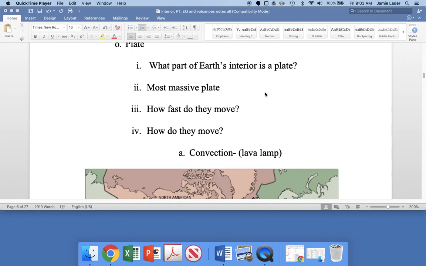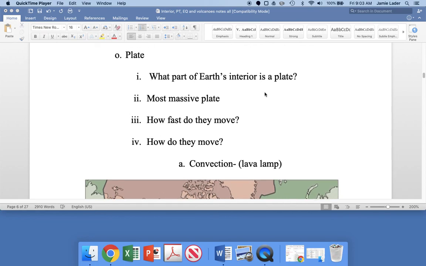Hi, everybody. Now we're done with Earth's interior, and we're moving on to the next section of our notes. In this section, we're talking about Earth's plates. The reason we do that is because I want you to know what causes mountains to be built, what causes volcanoes, and what causes earthquakes. We're now into plate tectonics.